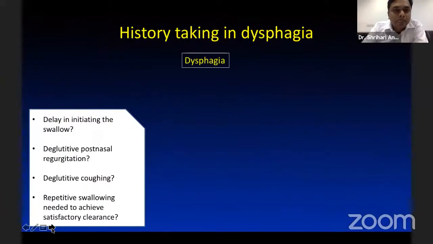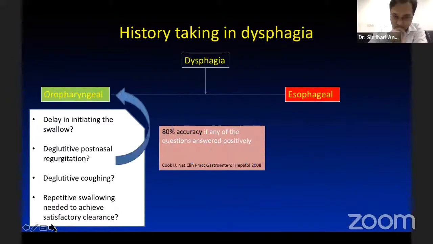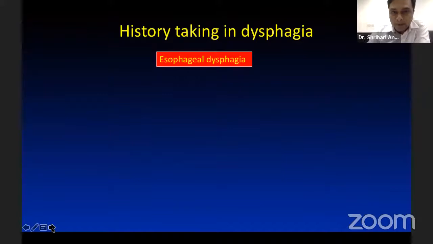cause for dysphagia. So when a patient with dysphagia comes to you, the initial questions that could be of help are whether the patient is having any delay in initiating the swallow, whether he has some deglutative postnasal regurgitation, whether he has deglutative coughing, or whether the patient has repetitive swallowing, which he needs to achieve satisfactory clearance. If the answer to any of these questions is yes, there is an 80% chance that the patient is having oropharyngeal dysphagia, and you could direct your investigations accordingly. If the answer to all of this is no, it is more likely that the patient has an esophageal dysphagia, and then you could direct your investigations according to that.